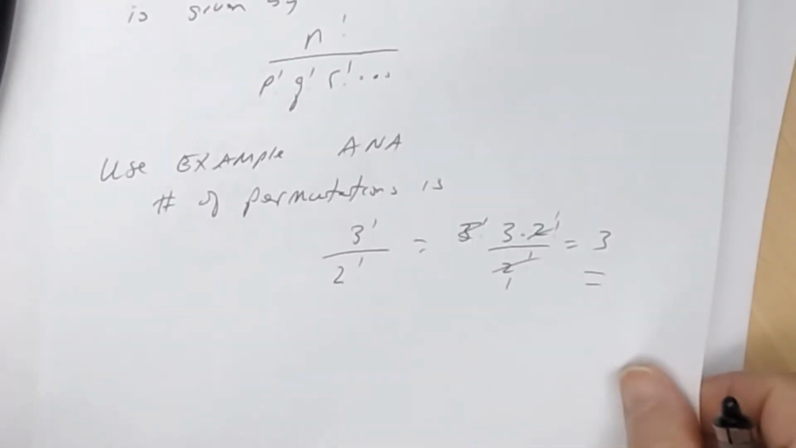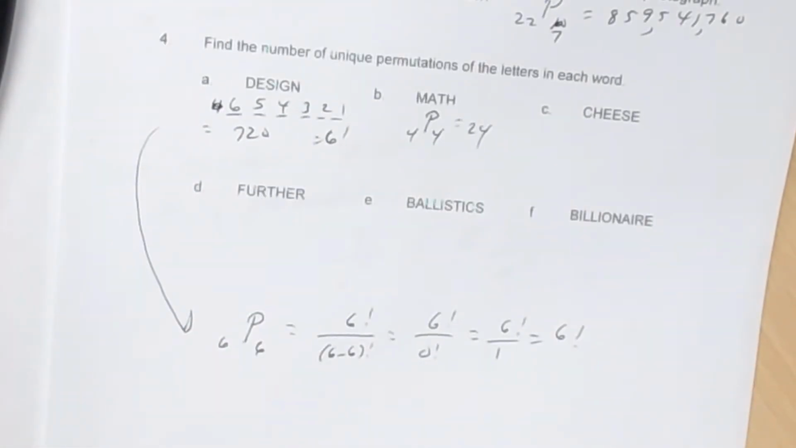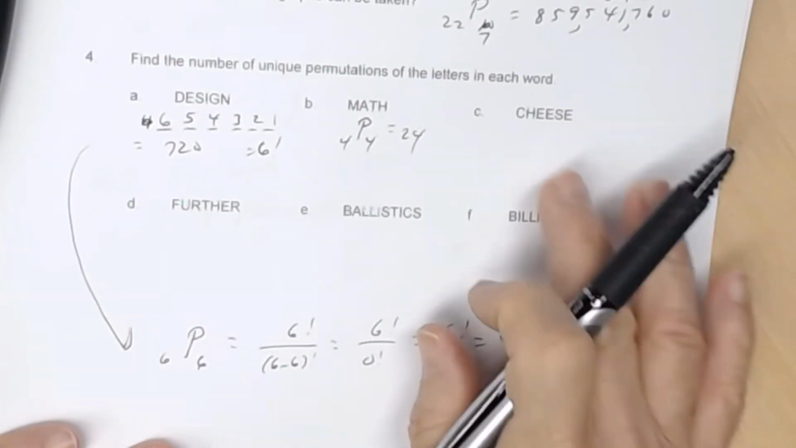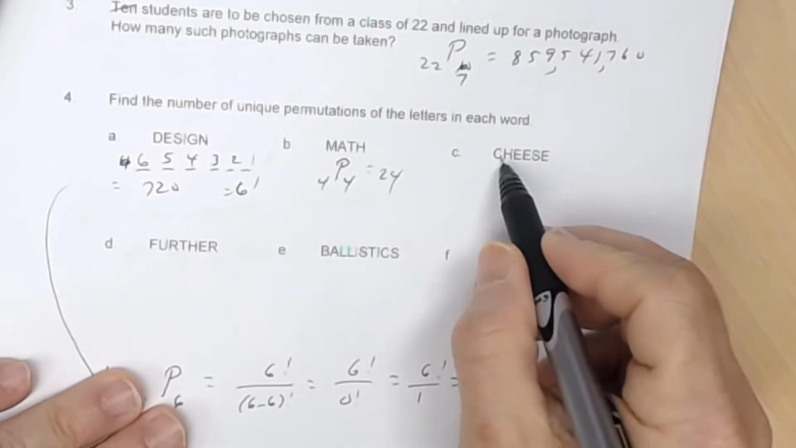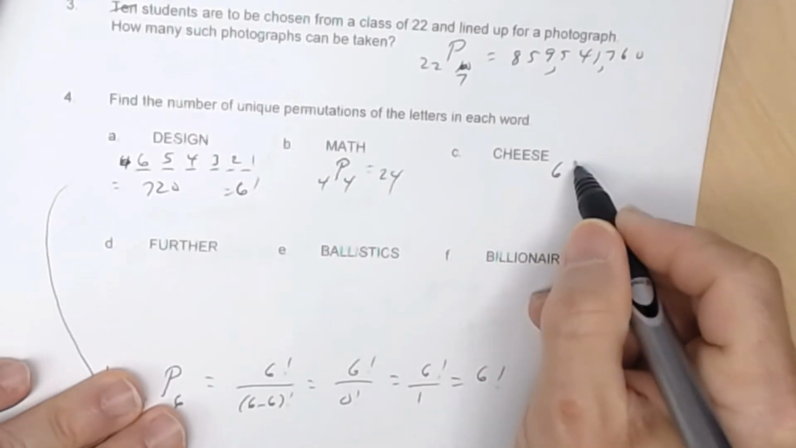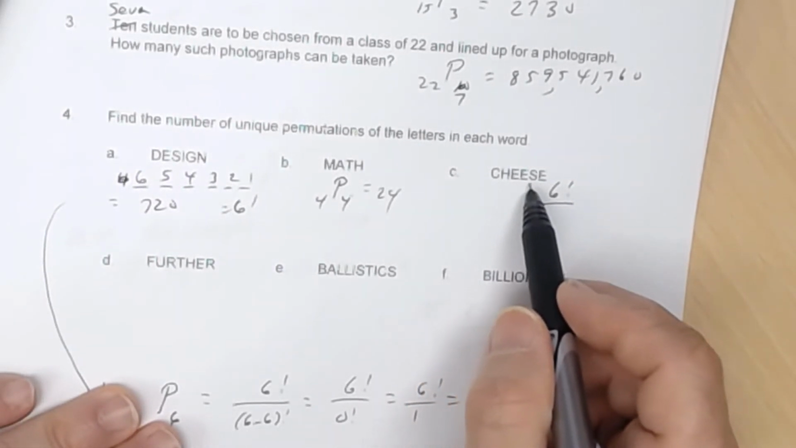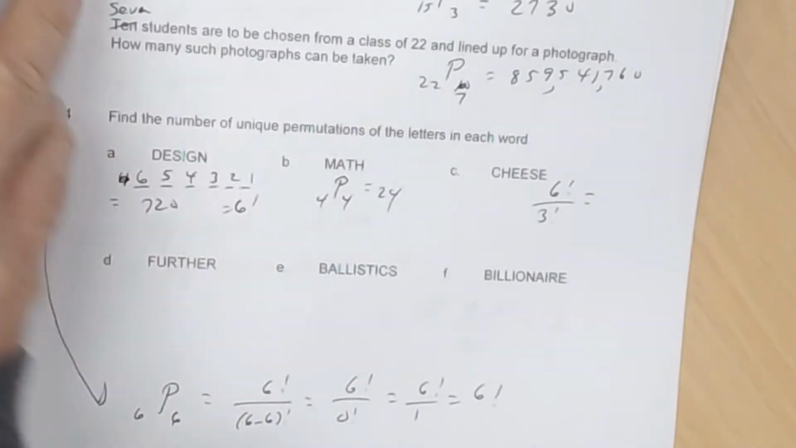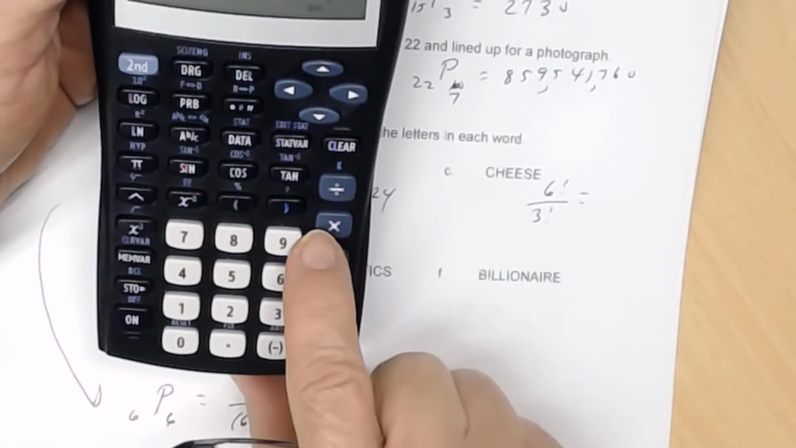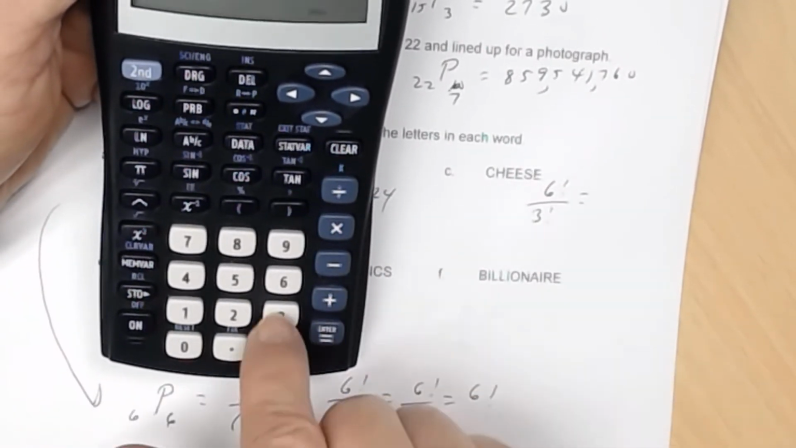Okay, so let's look at some other examples. Let me see if I can find our sheet. All right, so let's go back to C now. So go back to C. All right, so you're going to say this. How many letters are there? There's 1, 2, 3, 4, 5, 6, right? So it'll be 6 factorial divided by, see, some letters repeat. So how many letters repeat? The letter E repeats. How many are there? 3. So divide by 3 factorial, and just use your calculator. So 6 factorial divided by 3 factorial.